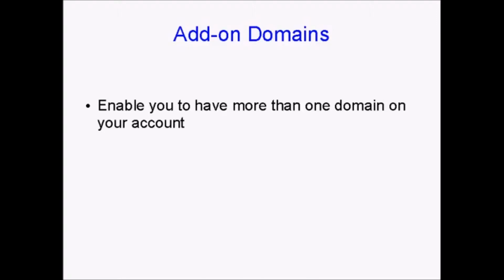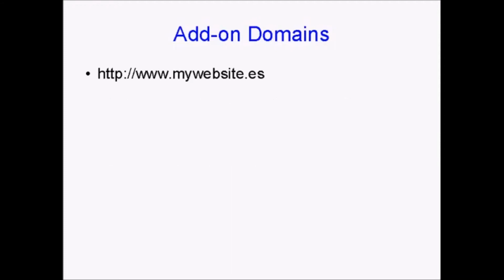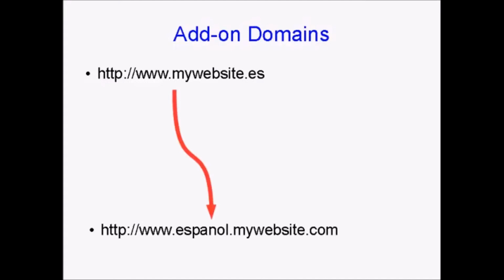Now, add-on domains work in conjunction with subdomains, and they enable you to have more than one domain on your account. And you set up the name servers on GoDaddy or wherever you have your account hosted exactly the same as you do for your main account, but with an add-on domain it will redirect that to a subdomain on your account. Now, staying with our Spanish example, you could register the domain name mywebsite.es, with .es of course being the domain extension for Spain. Add that on to your account as an add-on domain, and it will redirect to espanol.mywebsite.com. So it will redirect that to the Espanol subdomain on your website.